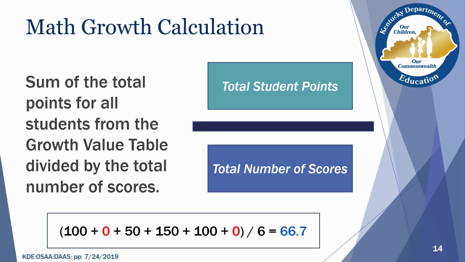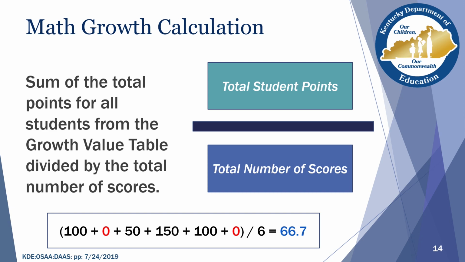We've seen both value tables from the regulation. Now we need to do the calculations of growth for the school based on points received by each student. Let's start with the easiest calculation, math growth, which only uses the growth value table. According to 703 KAR 5:270, the school calculation for mathematics shall be the sum of the total points from the growth value table for all students divided by the total number of scores. That's a mouthful. I prefer to think of it as the total points earned divided by the number of student scores.